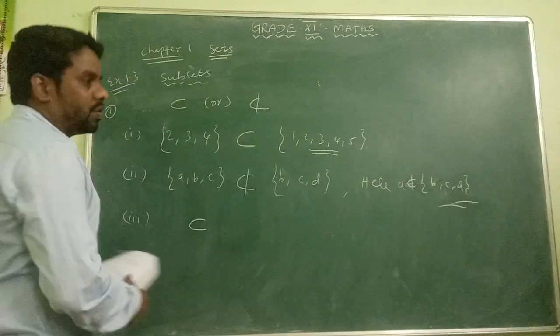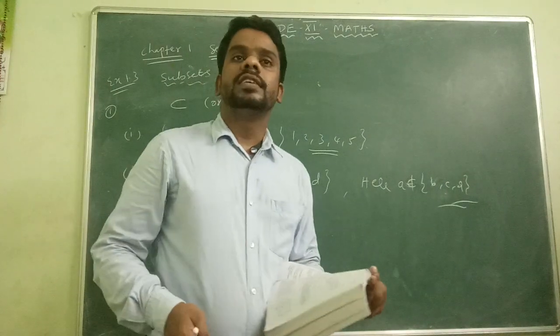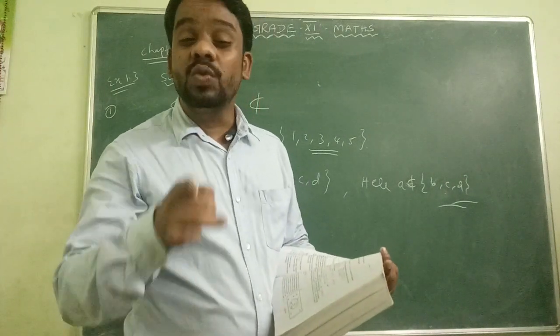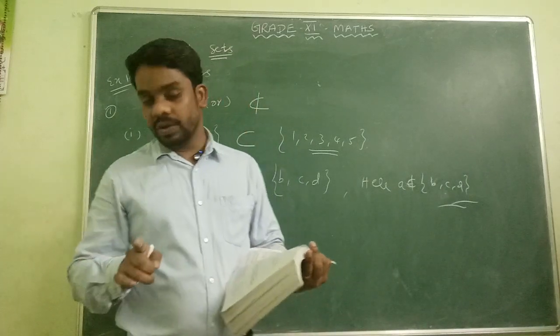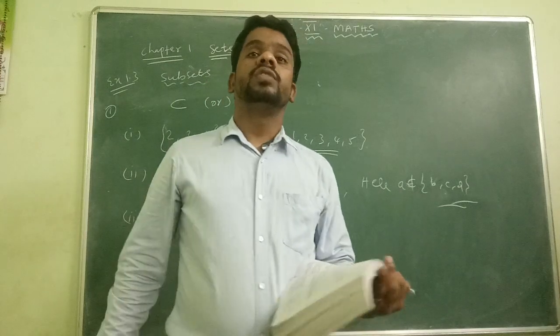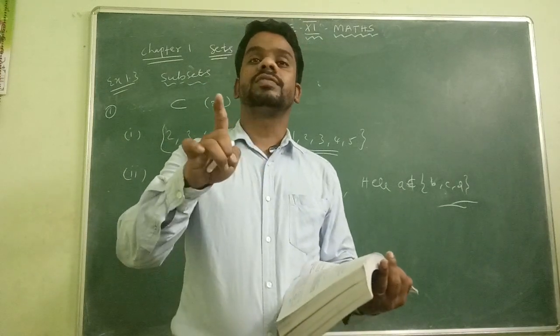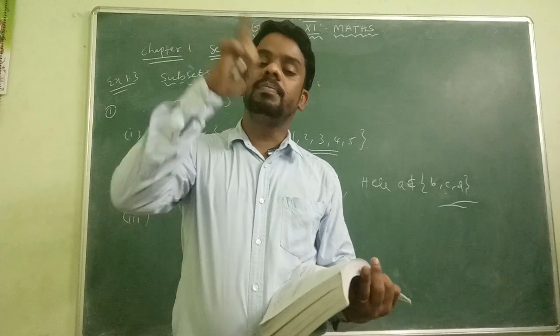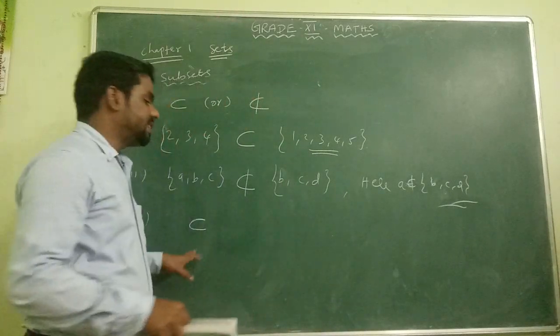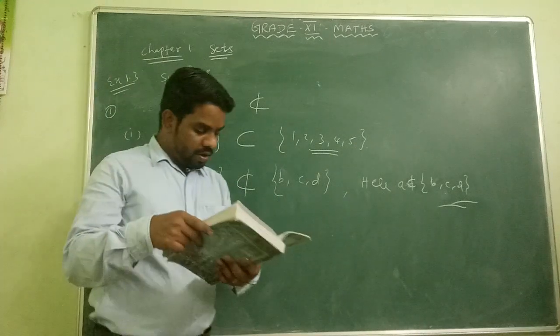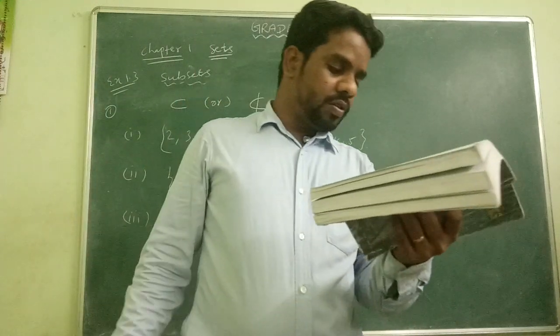Why, sir? The first set is the set of all students in your classroom only, and the second set is all students in your school. Your classroom students all belong to your school. So the first set is a subset of the second set. Okay, so the third question is answered with the subset symbol.